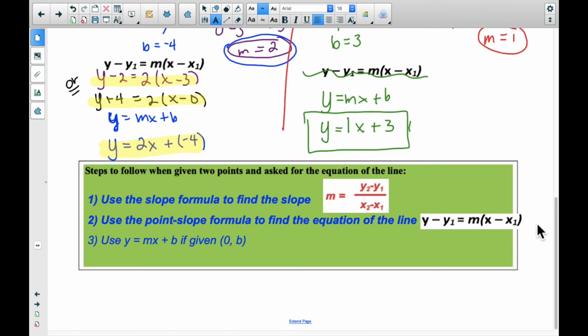Now for most of them, that's all you need. I have written down here as step 3 that you can use. You don't have to. Use y equals mx plus b if you're given the 0, b. Anytime you see that pattern, then you know that's the y-intercept. You can use slope-intercept form. All right, we will talk about this in class next time.